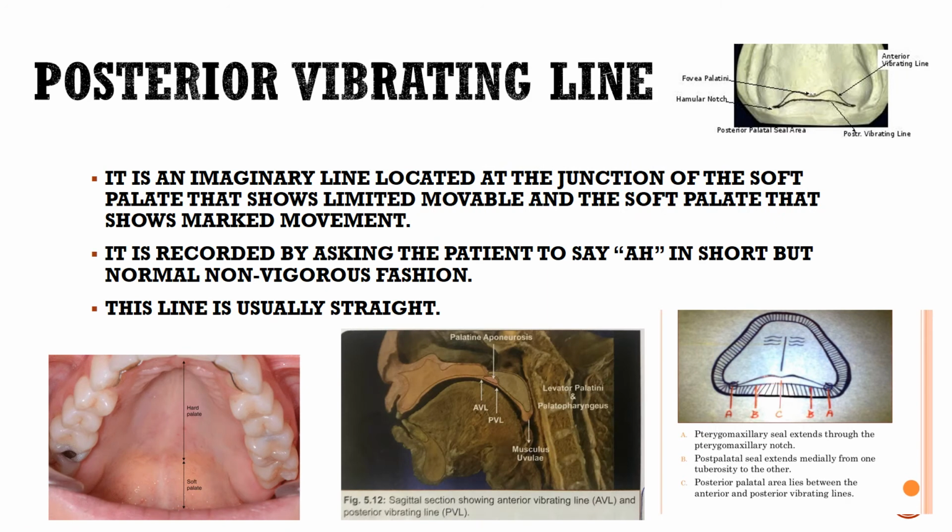The posterior vibrating line is an imaginary line located at the junction of the soft palate that shows limited movement and the soft palate that shows marked movement. So it is the junction between the slightly movable and movable parts of your soft palate. It is recorded by asking the patient to say "ah" in a short but normal, non-vigorous fashion. The line is usually straight. So this portion is your posterior vibrating line. It is usually straight, and the anterior vibrating line is a cupid bow shape. So this forms your PPS.